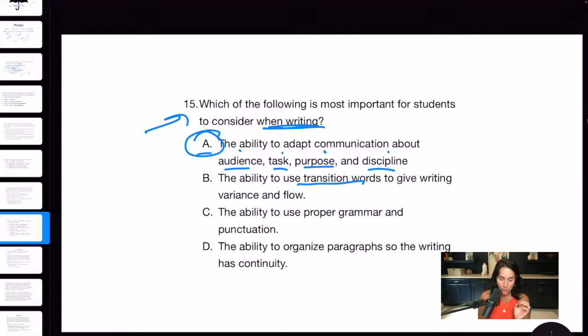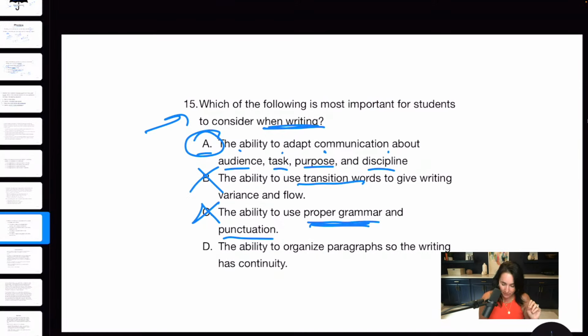B, the ability to use transition words. Transition words is good. It's part of it, but it is not the most important part. B is out. C, the ability to use proper grammar and punctuation. Well, I believe this is very important, but this is not the most important part about writing. We have a lot of tools that can check our grammar and punctuation. And so really what we need to be skilled at is organizing our writing and making sure we understand the audience. Who are we writing to? Why are we writing it? What are we trying to say? And how do we organize it properly so that the person reading it can understand it? So C is out, even though I'm a total grammar nerd and I wish they taught more grammar.